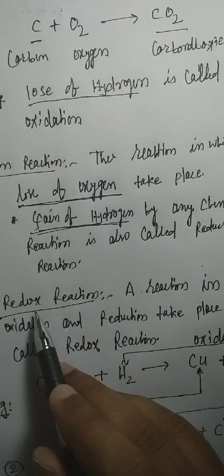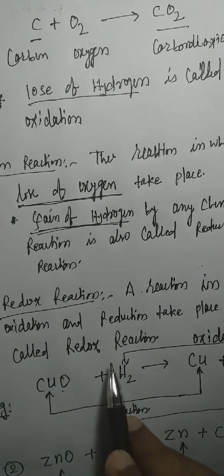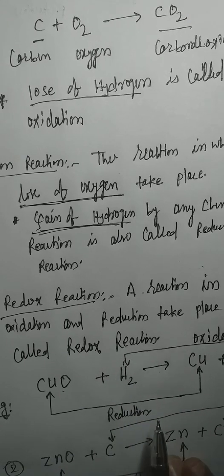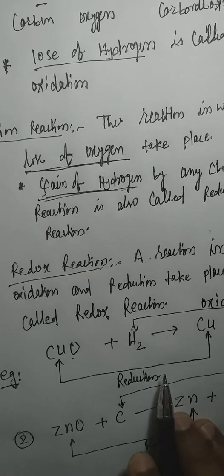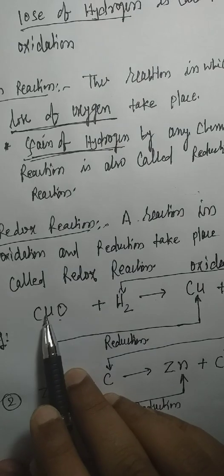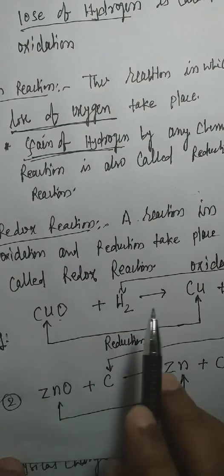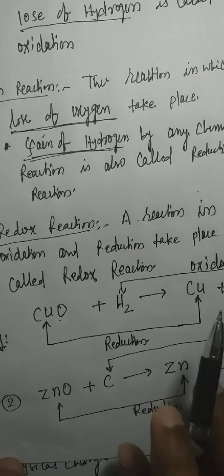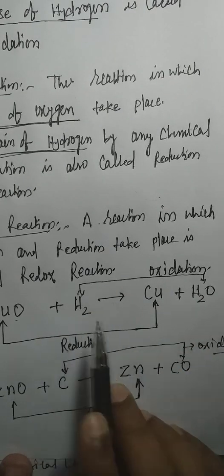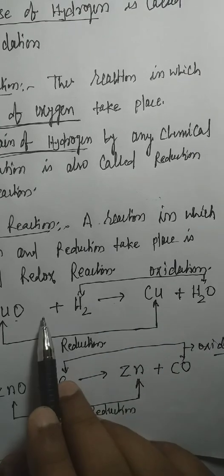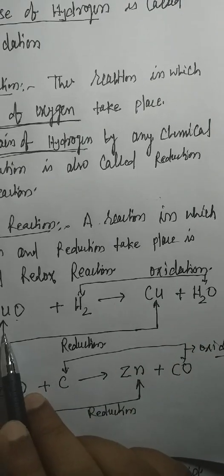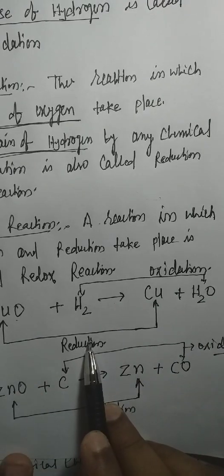Later we saw redox reaction: a reaction in which oxidation and reduction take place simultaneously is called a redox reaction. We have given a series of examples on this. In the first case, copper loses oxygen and is converted to copper. Next, hydrogen gains oxygen and converts to water. So the oxygen gaining capacity makes it oxidation. Oxygen losing capacity makes it reduction.